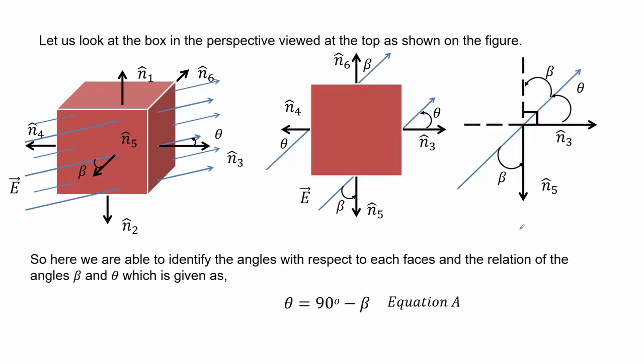Let us look at the box in the perspective viewed at the top as shown on the figure. We see from the top view the positions and orientations of the 4 remaining areas. So here we are able to identify the angles with respect to each face and the relation of the angles beta and theta, which are shown by equation A.